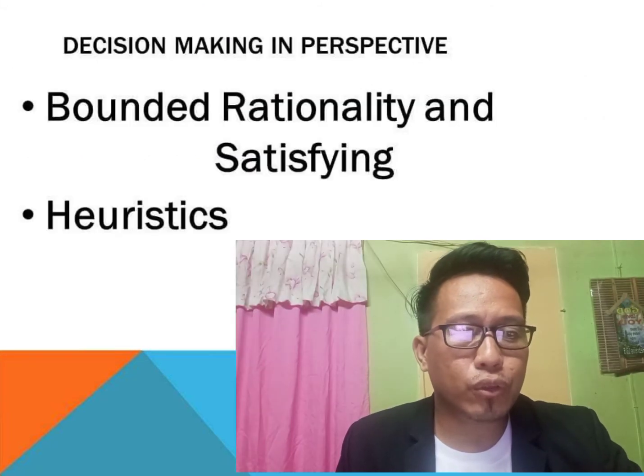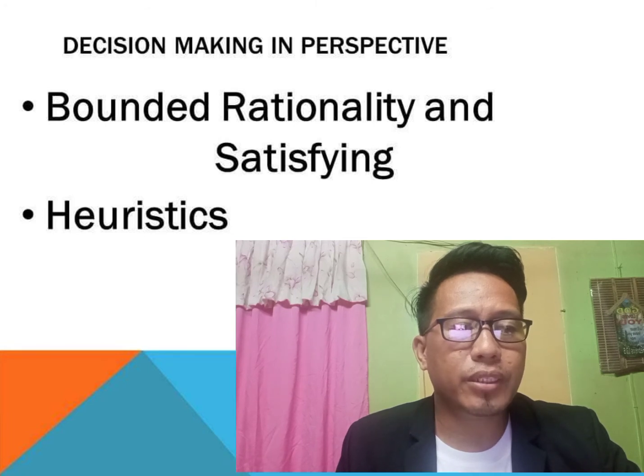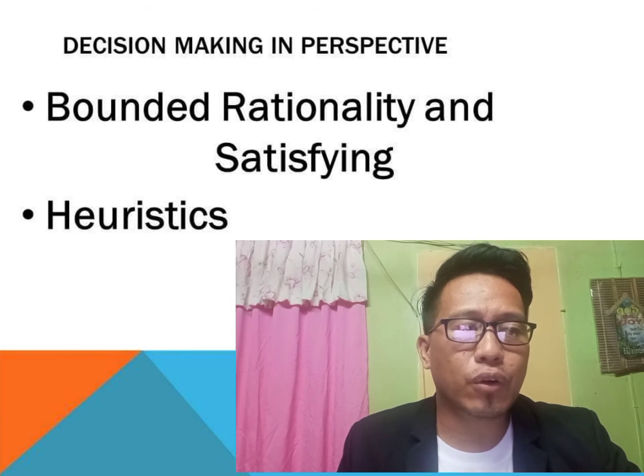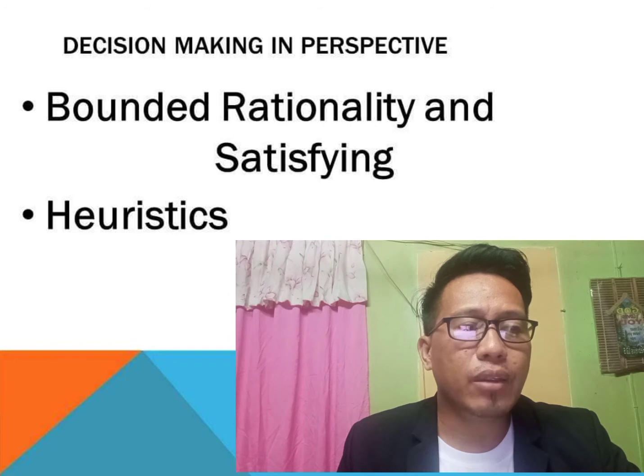The rational model conjures up an image of the decision maker as a super calculating machine. But we know that managers must make decisions with time constraints and with less information than they would like to have. Three concepts have emerged over the years to help managers put their decision making in perspective. We have bounded rationality and satisficing. Second, we have heuristics and biases.